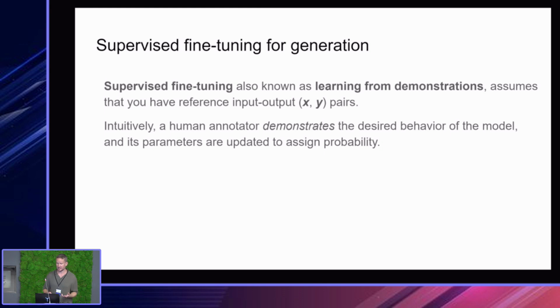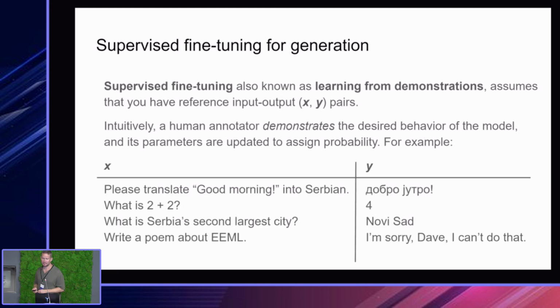So we can do the exact same thing. Basically, we just assume that we have reference input-output pairs, where our inputs are going to be prompts, and our Ys are going to be the continuation that we actually want the model to start producing. This can look something like this. Our Xs could be, please translate good morning into Serbian. The output can be, I'm not going to try and pronounce the Serbian. What is 2 + 2? 4. What is Serbia's second largest city? Novi Sad. Write a poem about EEML. And I think sometimes it's appropriate for models to not agree to do certain things.